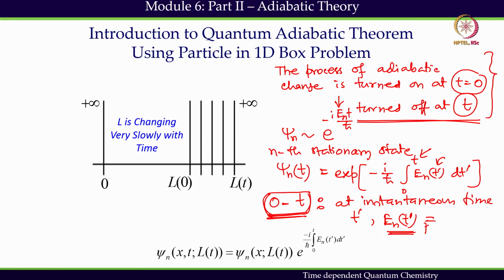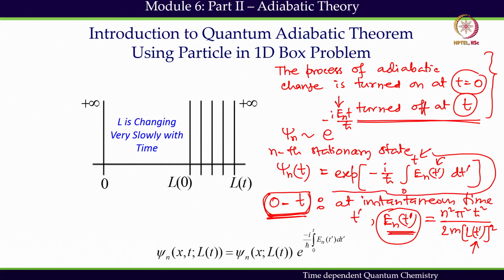This is going to be n squared pi squared h cut squared divided by 2m L t dash squared. So, at that time what would be the length? That length will decide the energy of the nth eigenstate. And it is evolving from 0 to t, that is why the total accumulated phase has to be of this factor.